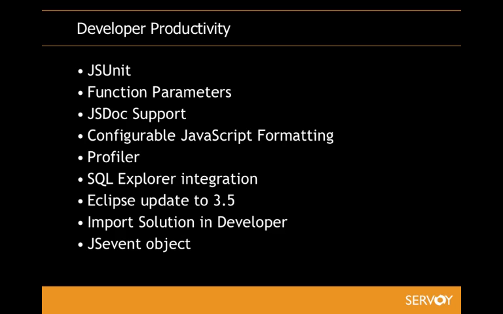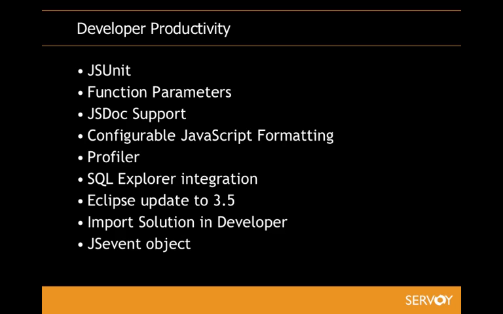Servoy5 introduces support for JavaScript unit testing. This allows you to automate the testing of your JavaScript functions in Servoy. JS support and function parameters allow you to specify which arguments a function expects. When you call a function from code, it shows the arguments it expects. Additionally, it is possible to specify the data type that the function is expecting.